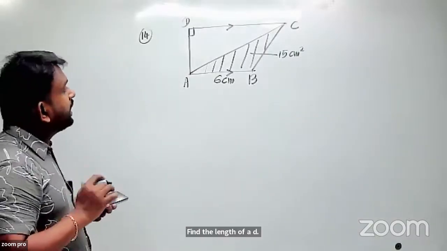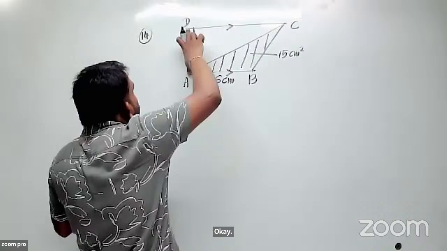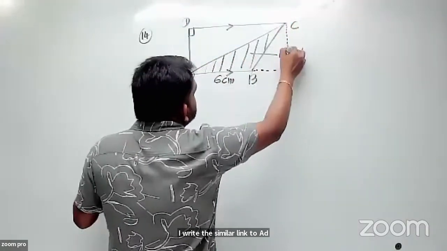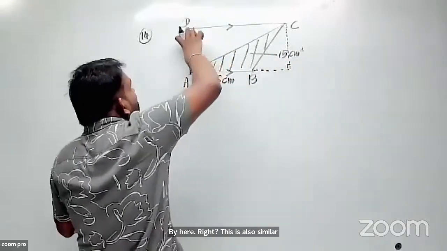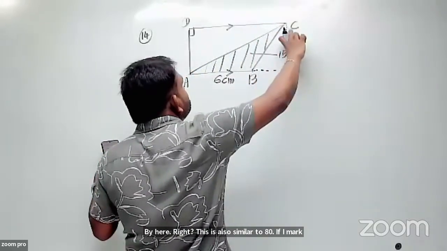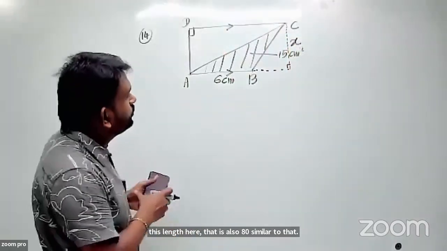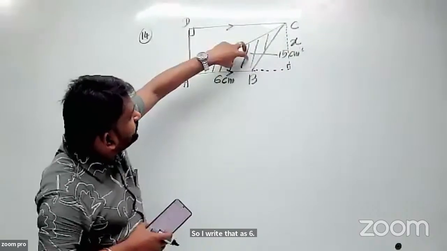Okay. So I write the similar length to AD here, right? This is also similar to AD. If I mark this length here, that is also AD, similar to that. So I write that AD as X. So now check the area of this triangle.